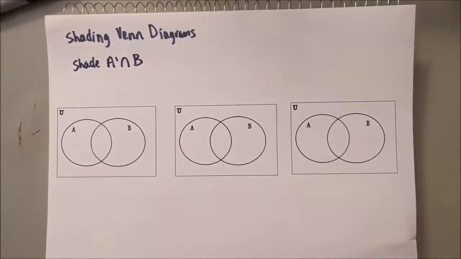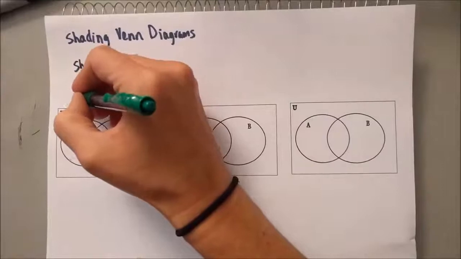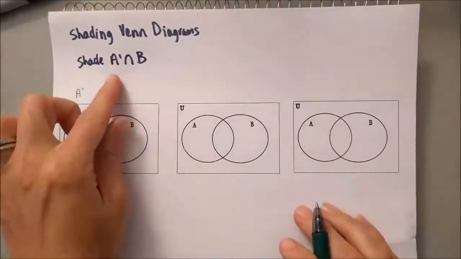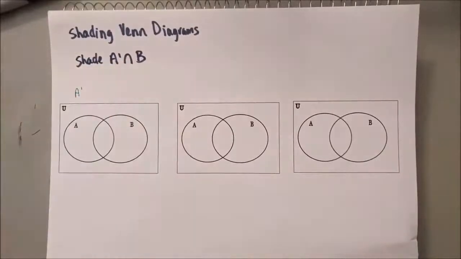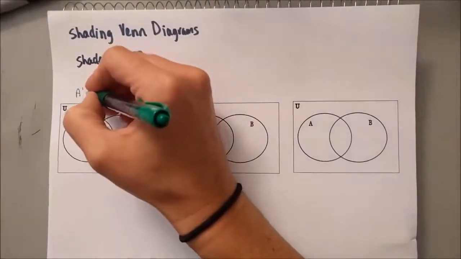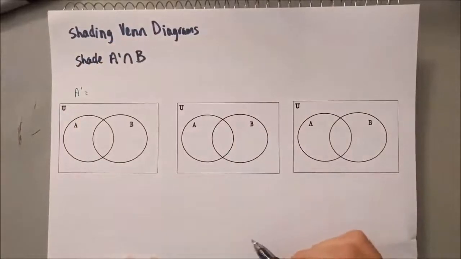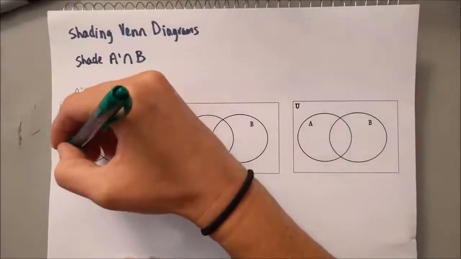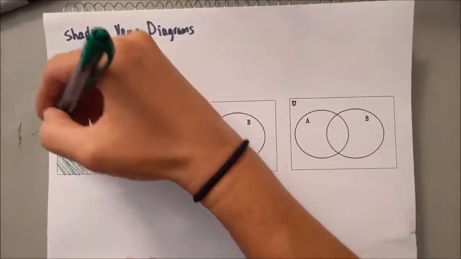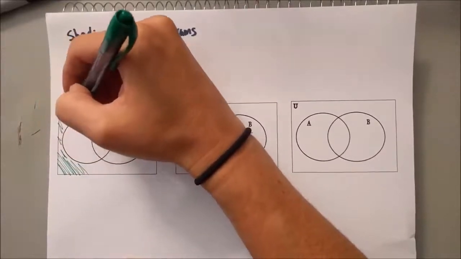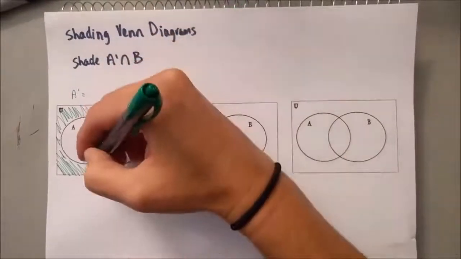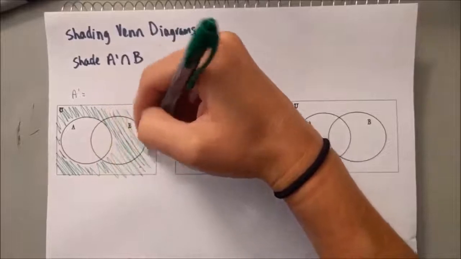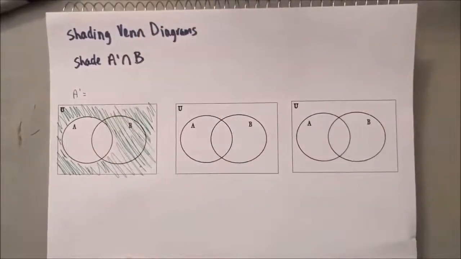So the first thing I'm going to do is shade A complement. I'm going to start by breaking it up. Let's figure out what A complement is, then we'll figure out what B is, and then we'll take the intersection between them. So let's do A complement first. That's going to be everything except A. So we're going to shade everything except our set A. Try to get everything there.